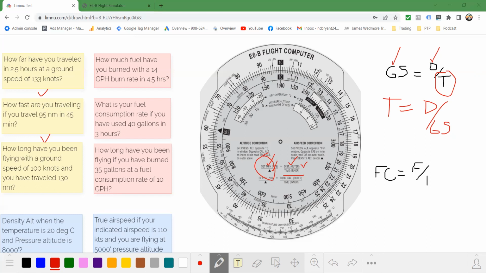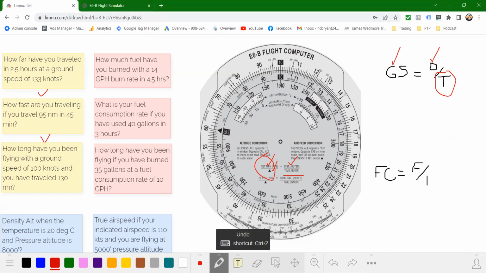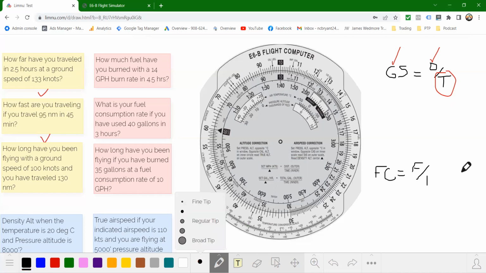All right, cool. So no questions yet. That's a good sign. All right, let's get into these kind of red ones. These are going to be fuel. So the first one says, how much fuel have you burned with a 14 gallons per hour burn rate in 4.5 hours? So this is literally like the same. This should be T down here. All right.